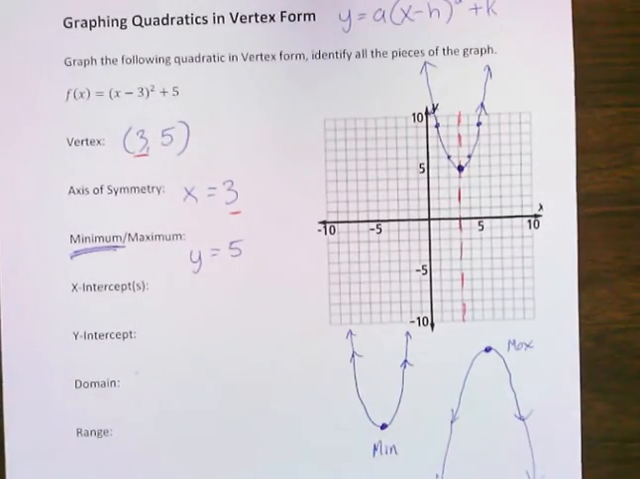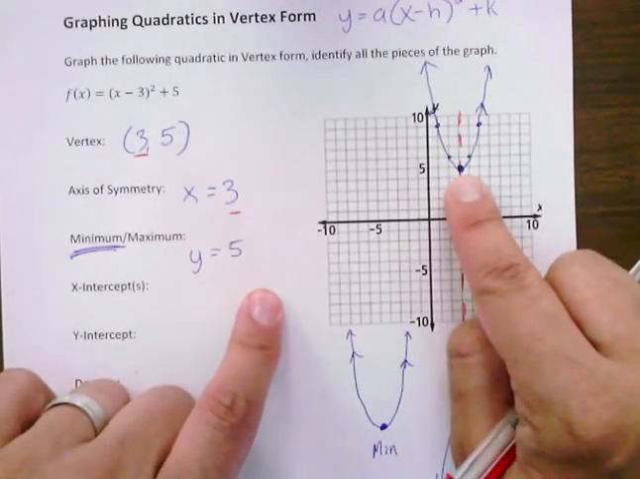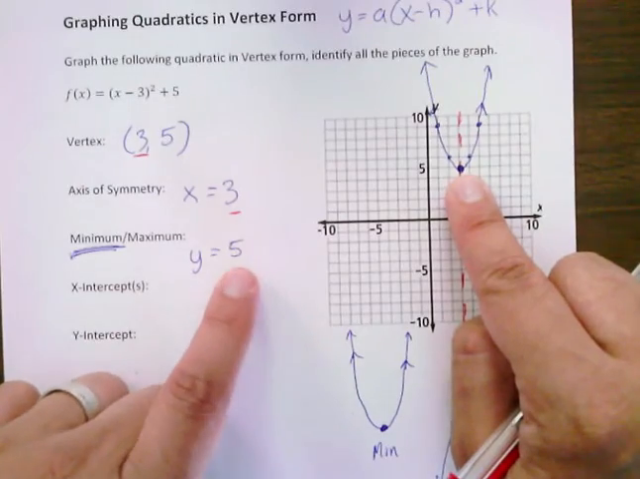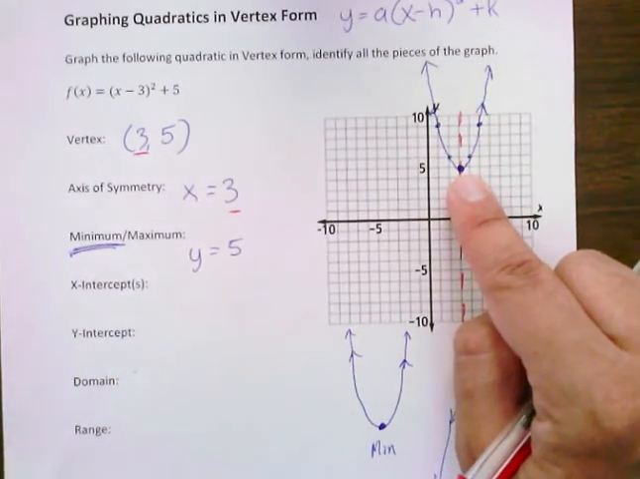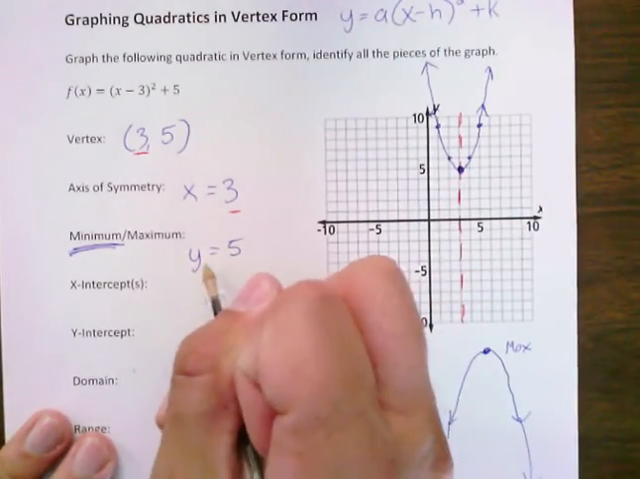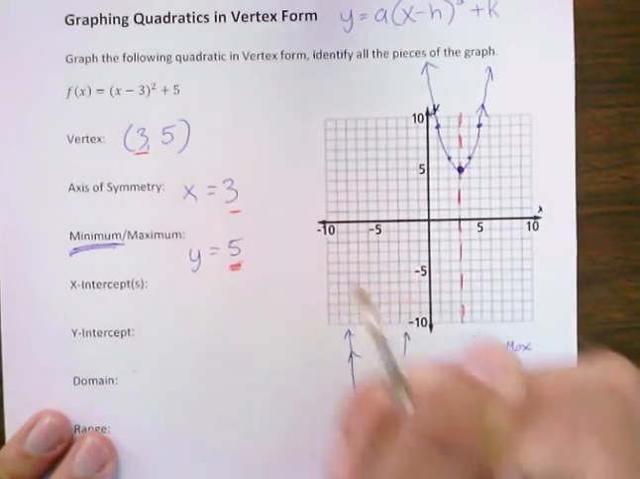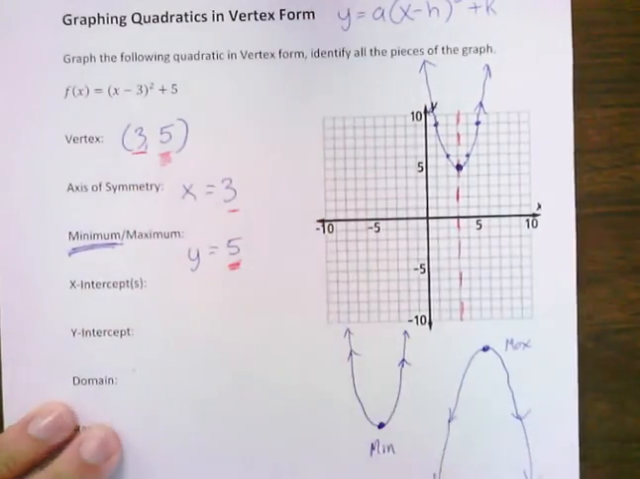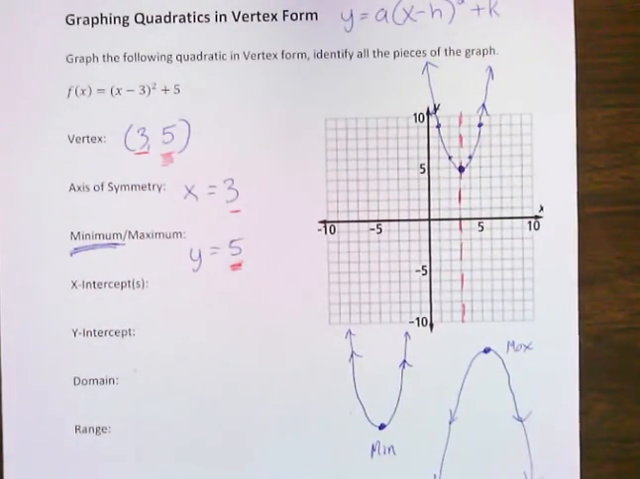So here's the cool connection. Notice this minimum point also happens at the vertex. So the vertex and the minimum, and it could be a maximum as well, are going to go hand in hand. If you notice, this is y equals 5, and the y value of my vertex is 5. That is also going to happen.